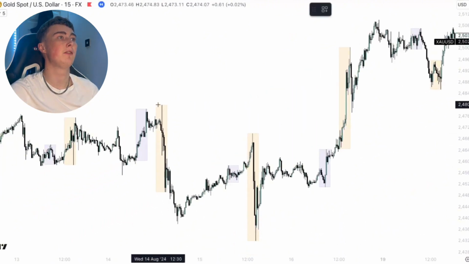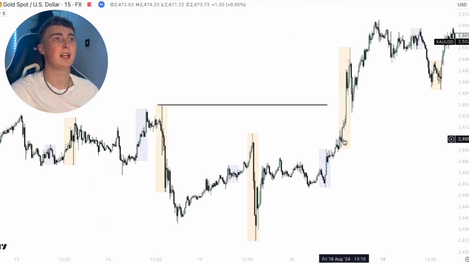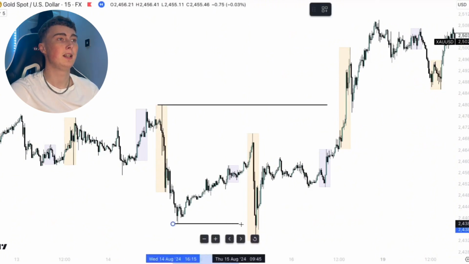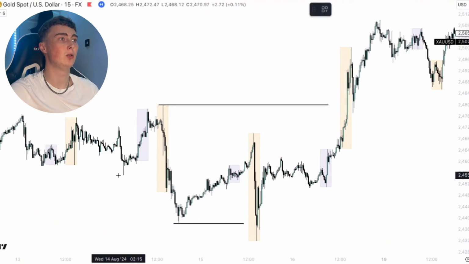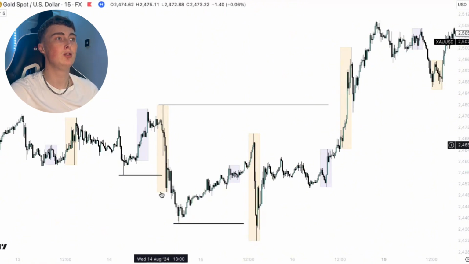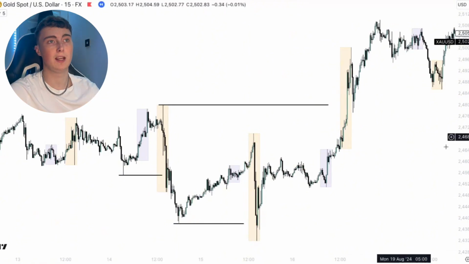You can see here we have this old high that gets taken out by this New York kill zone. We have this old low that gets taken out by this New York kill zone. We have this old low here, which gets taken out by the New York kill zone. Now we're on gold, so a lot of it is going to be New York.